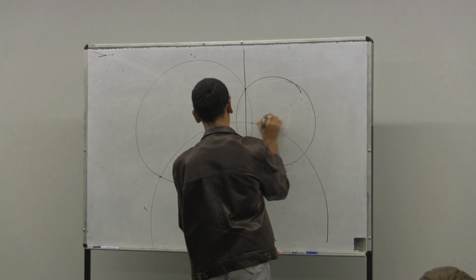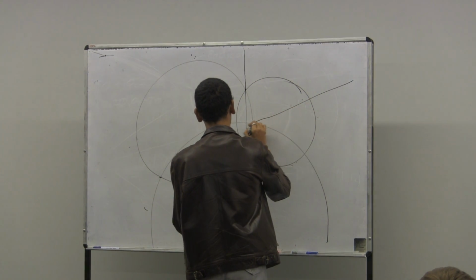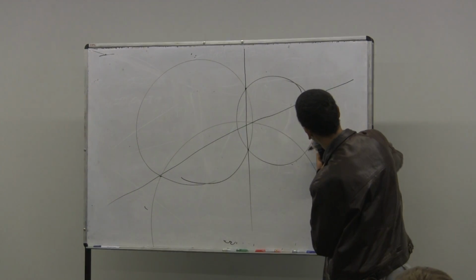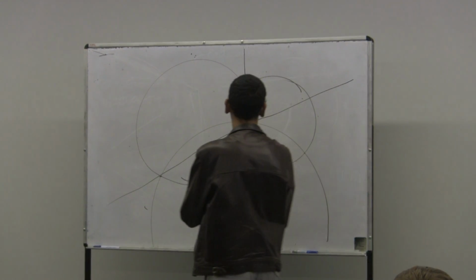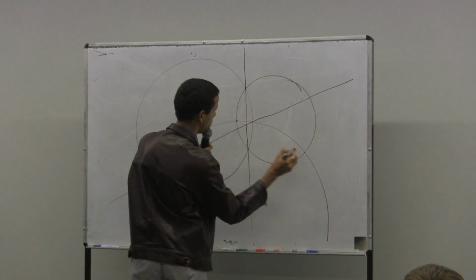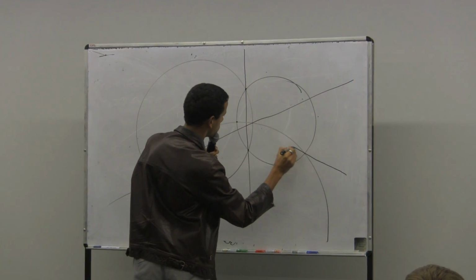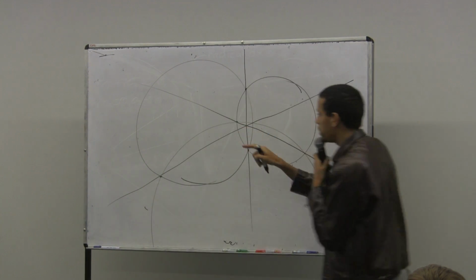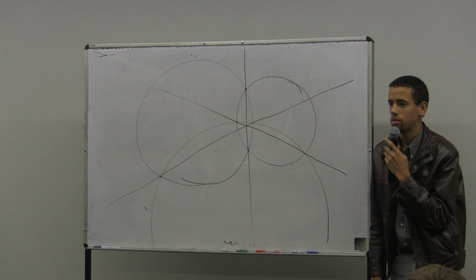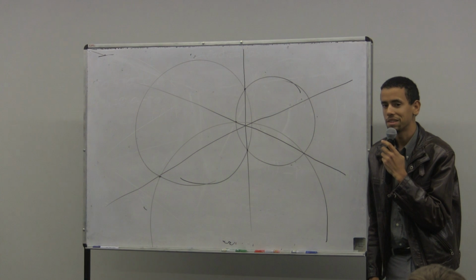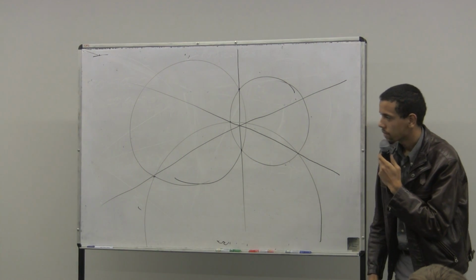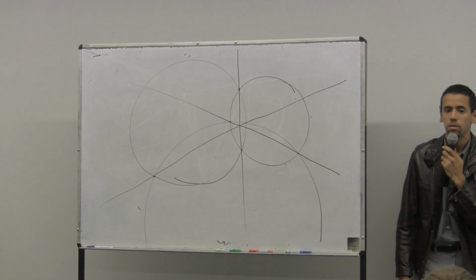There. Got a line. And between these two, so there and there, got a line. And those three actually go through one point, which is cool. Now, I need someone to prove that they all go through one point.